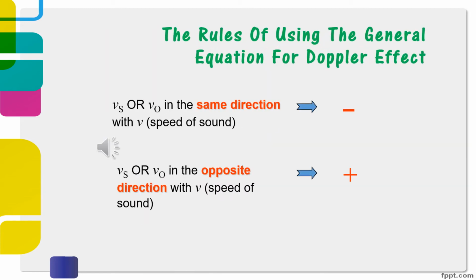The rules of using the general equation for the Doppler effect. First, if Vs or Vo is in the same direction as V, which is the speed of sound, we must use the minus sign. Next, if Vs or Vo is in the opposite direction to V, the speed of sound, we must use the plus sign.